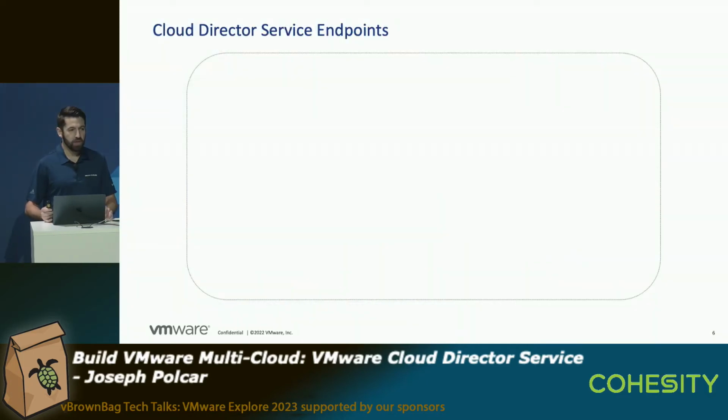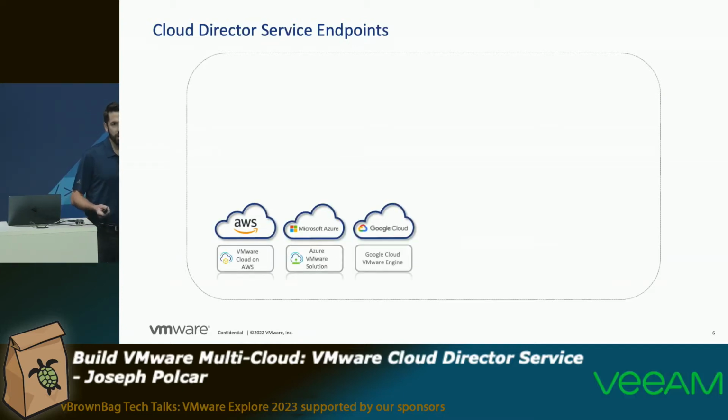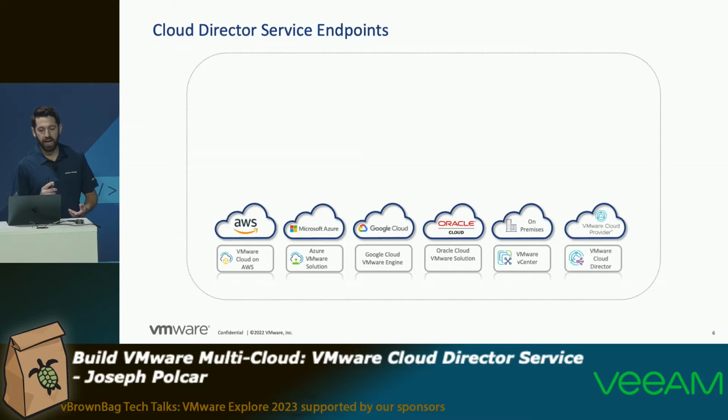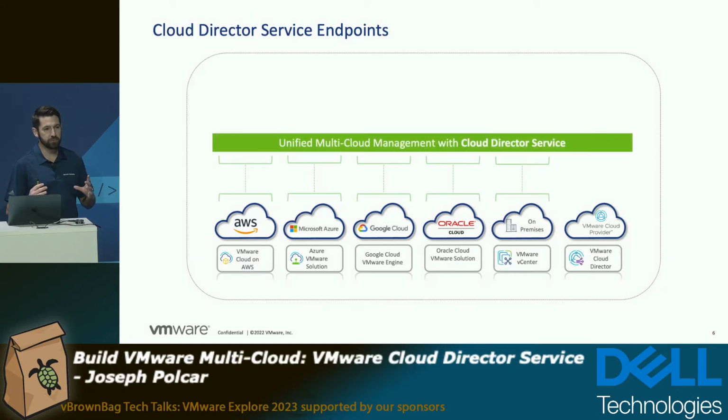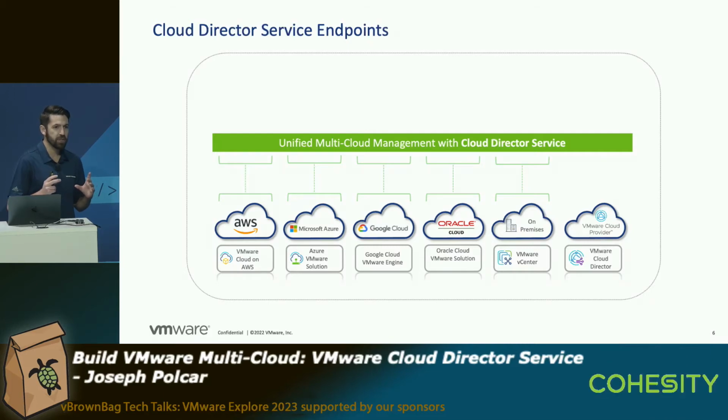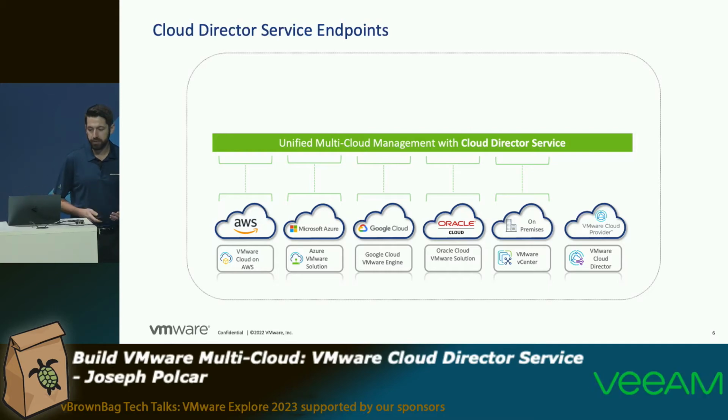All right, so let's take a look at the endpoints. I know I've already called out some of these, but we have VMware Cloud on AWS, Azure VMware Solution, Google Cloud VMware Engine, Oracle Cloud VMware Solution, and of course on-prem. So you have that option of connecting an on-prem data center as well. All of these can be connected to a single pane of glass, right? So this is a single instance of Cloud Director Service managing all of these SDDCs. And you can see the benefits of that. You're not having to log into every different portal to manage the different resources.